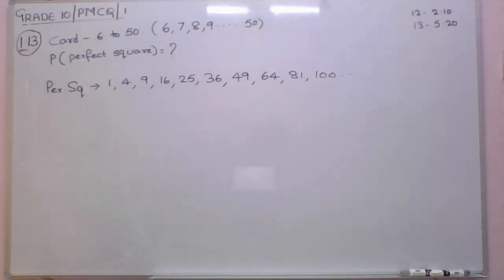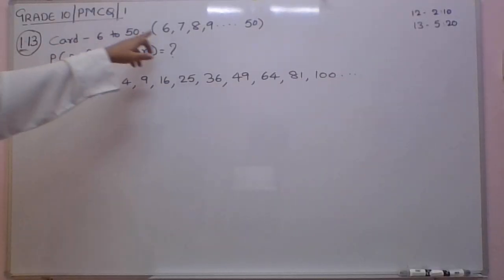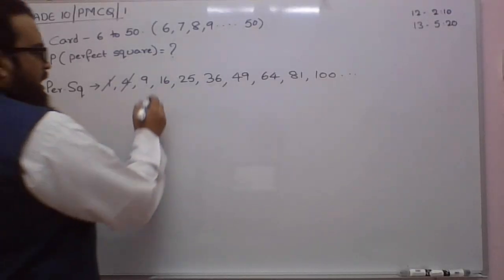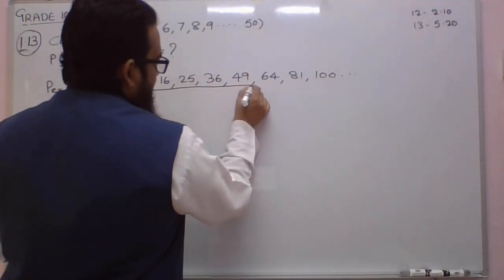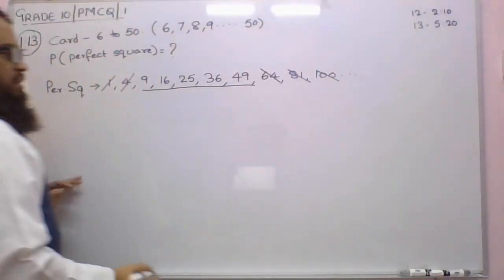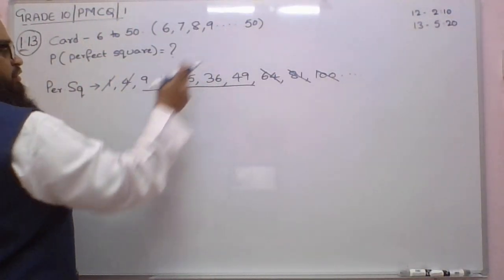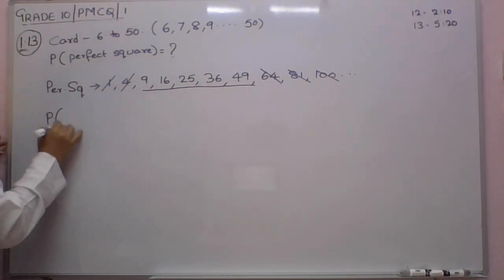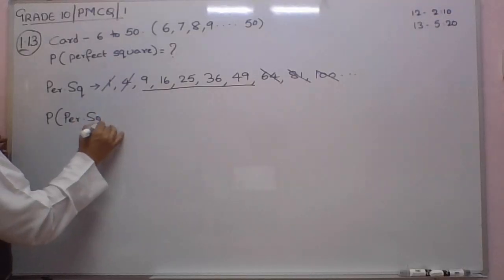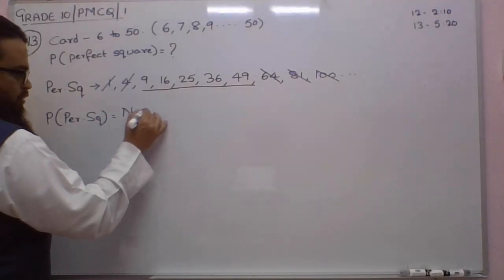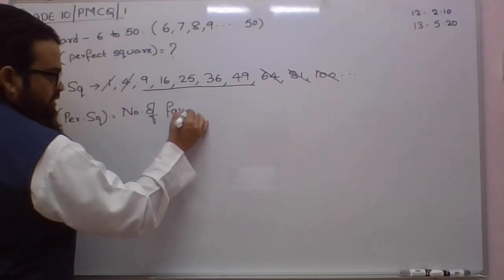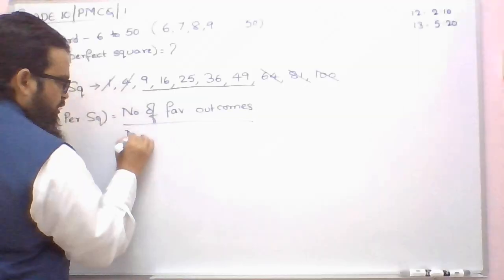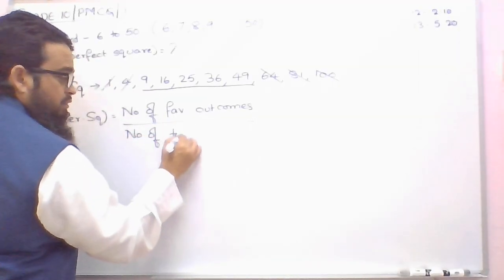Now, what he is telling is that the cards are numbered from 6 to 50. So that means 1 and 4 are not there, and 64, 81, 100 are not there. So the only perfect squares between 6 and 50 are 9, 16, 25, 36 and 49. Therefore, the probability of a perfect square is equal to the number of favorable outcomes divided by the number of total outcomes.